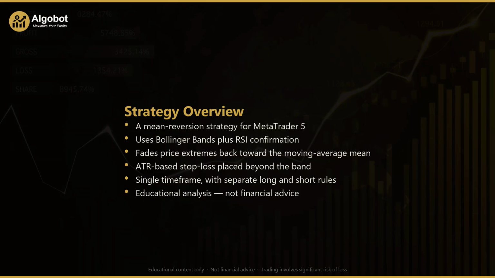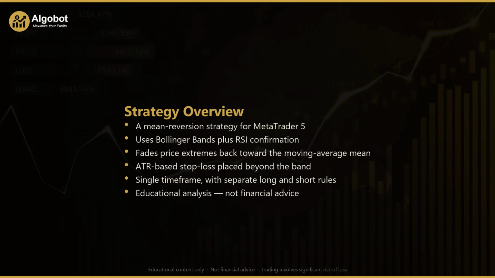It then aims to fade the extreme back toward the moving average mean, which becomes the take profit. A stop loss based on the average true range sits beyond the rail. So if the market keeps trending and does not ease back, the position is closed in a controlled way. This style tends to appeal to traders who are studying range-bound and oscillating market conditions rather than strong one-directional trends.